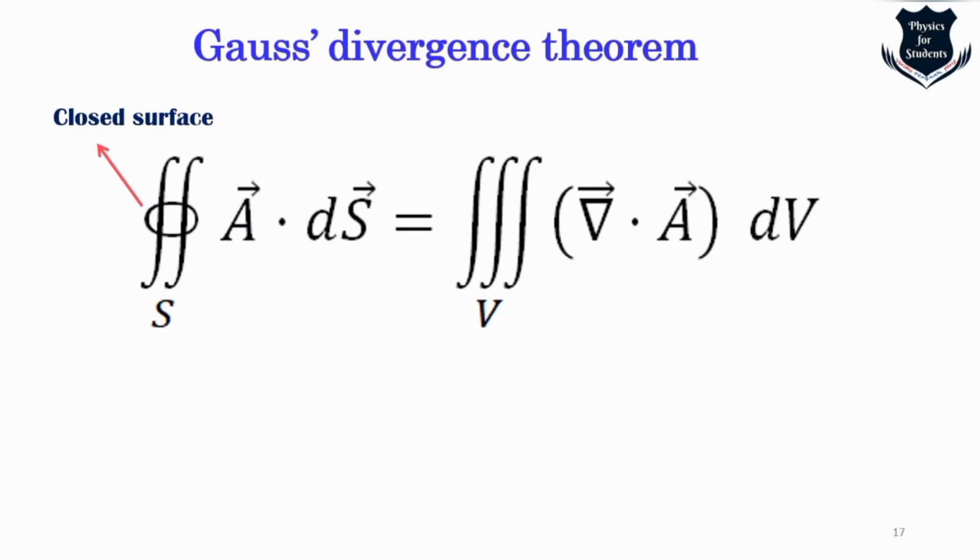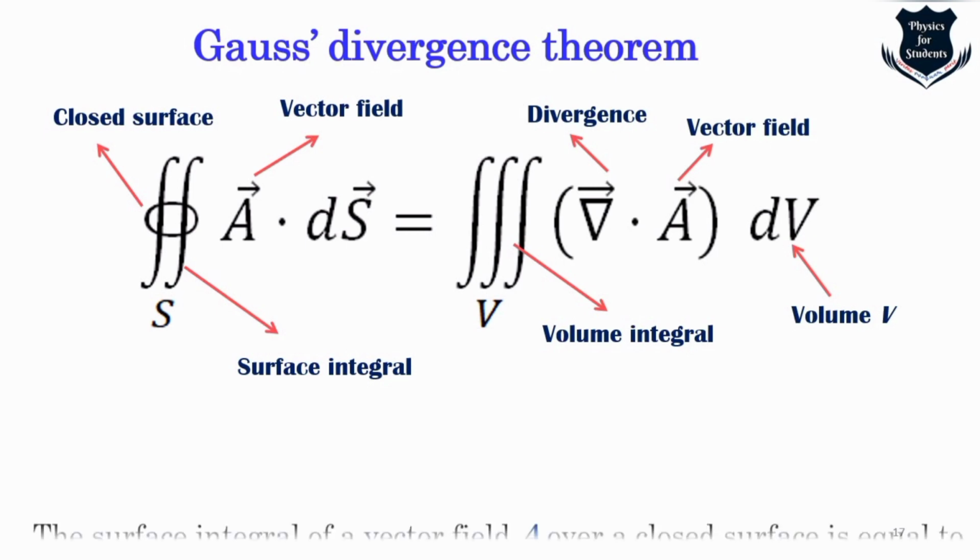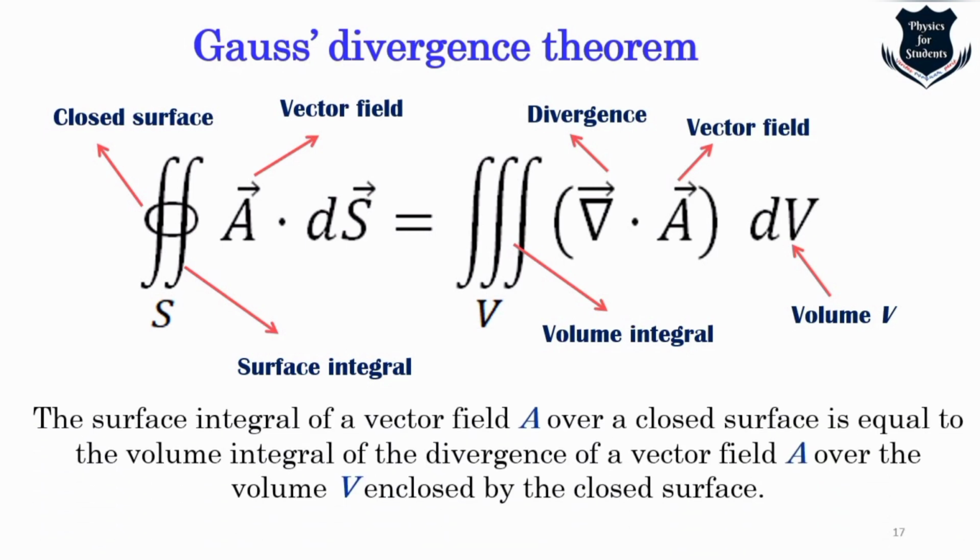This we know is a closed surface. This we know is a surface integral. This is a vector field, which you're taking as A to be very generic. This is obviously the volume integral. This is divergence, which is the nabla operator dotted with the vector field. This is volume, and this is the definition.